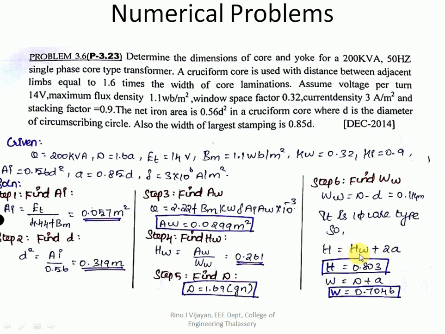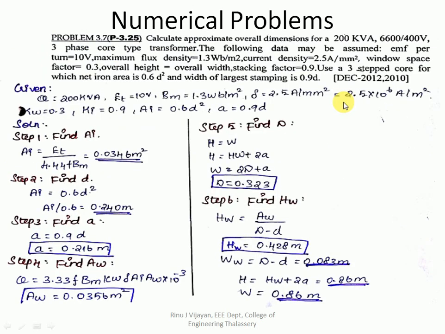Now you can make the suitable substitution for HW and a, and you can easily calculate the value of capital H. And the standard relation for overall width in the case of single phase core type transformer is D plus a. Give suitable substitution for capital D and a, and you will be able to get the overall width of the transformer frame. So we have determined the overall height and overall width, that is the overall dimensions of this particular type of transformer. In the same manner you have to follow the steps given before and solve this problem. The type of transformer given here is a 3-phase core type one.